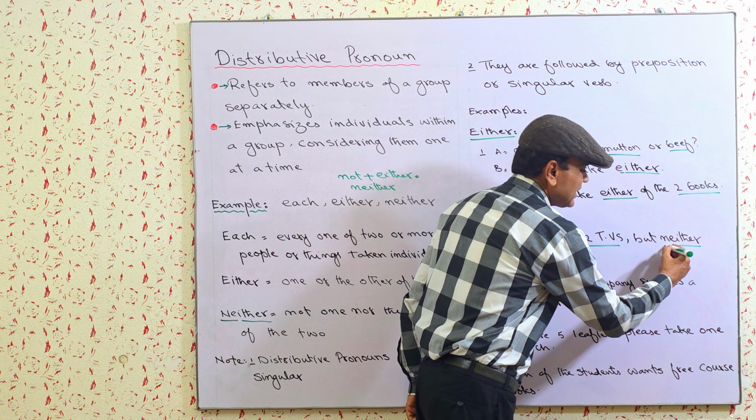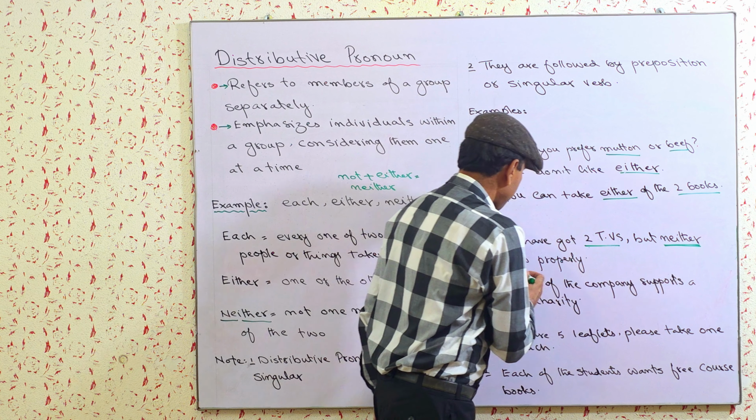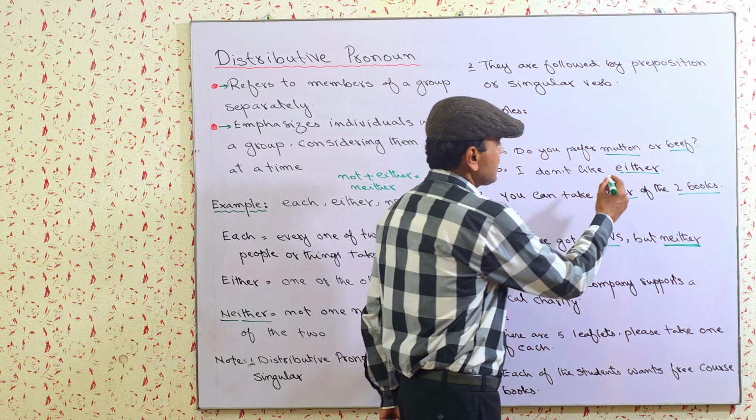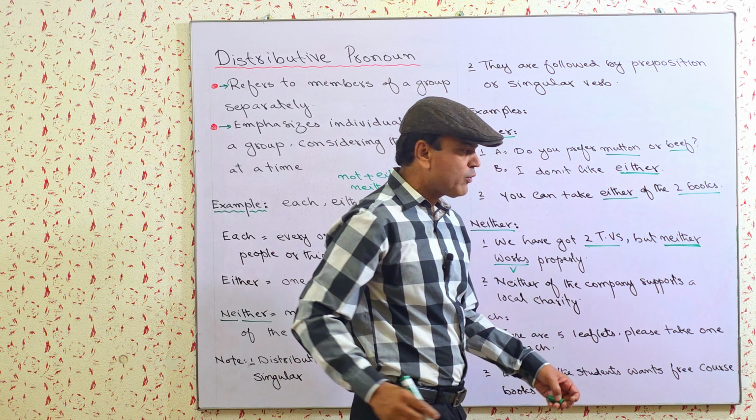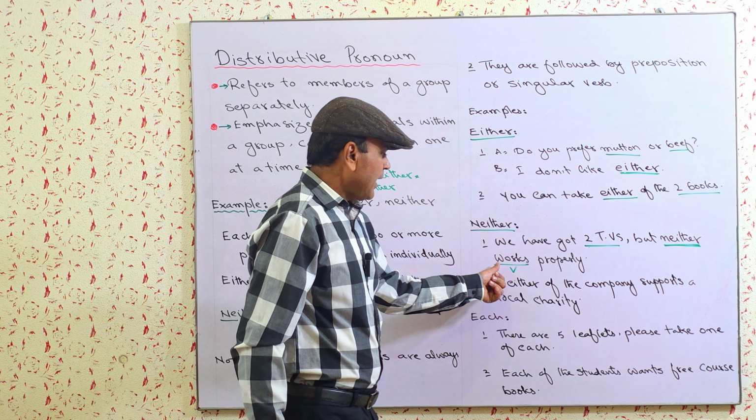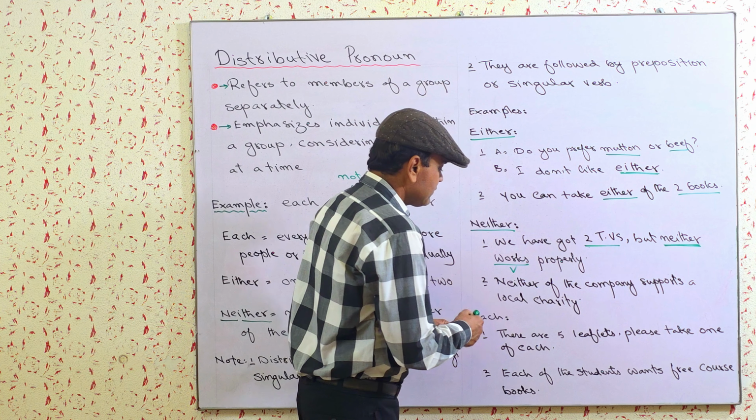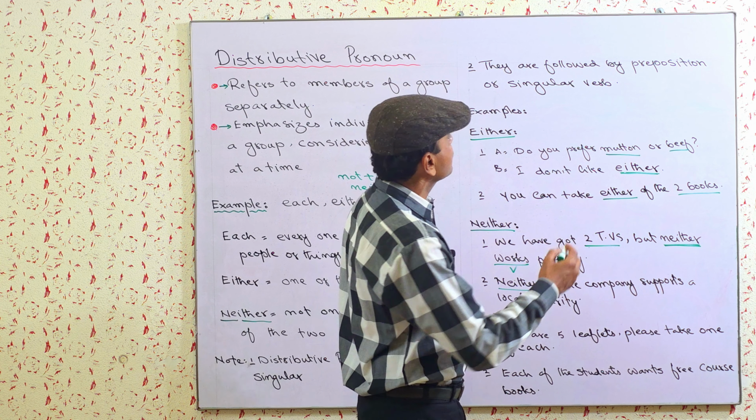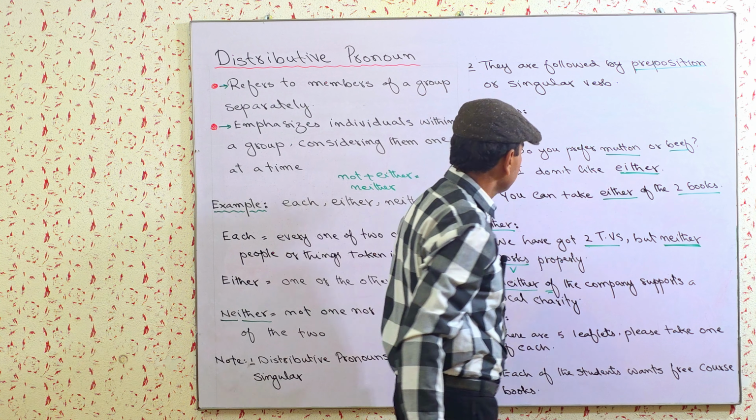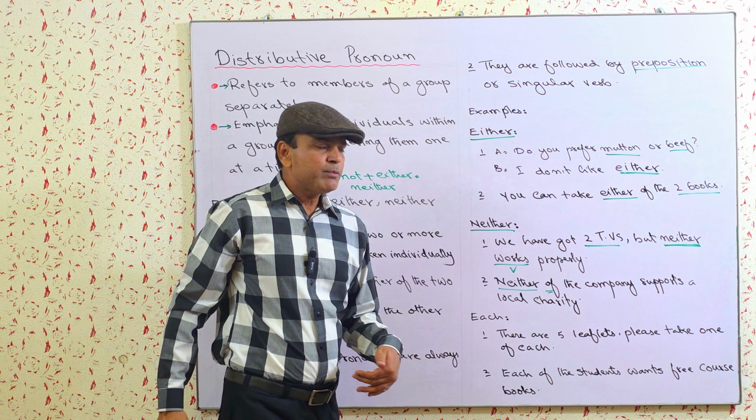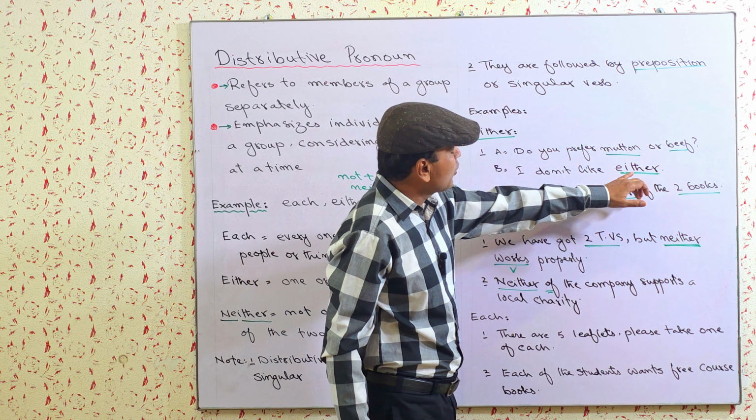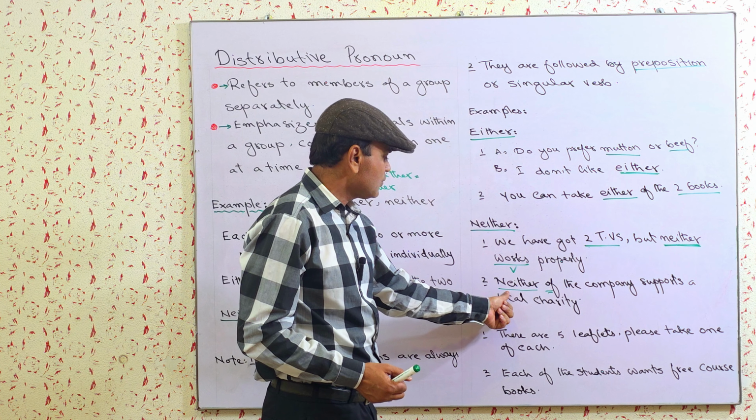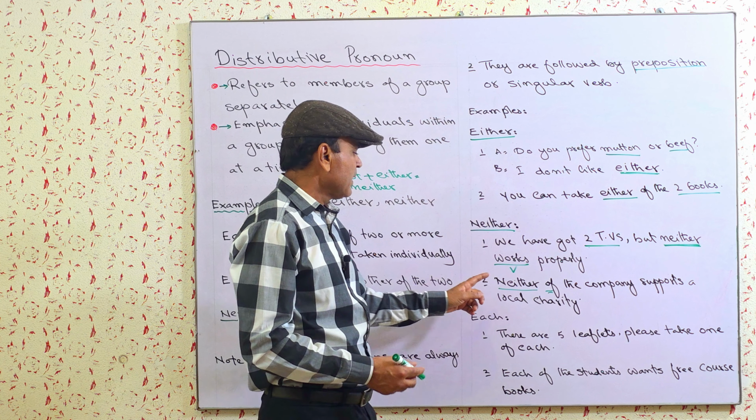Then neither of. Here it is used all alone and we have a verb after it. Here this is also used all alone as a pronoun, and we can also use it with a preposition like neither of. As I already told you, we can use neither with a preposition also, or all alone before the verb. But here we are using neither with a preposition.